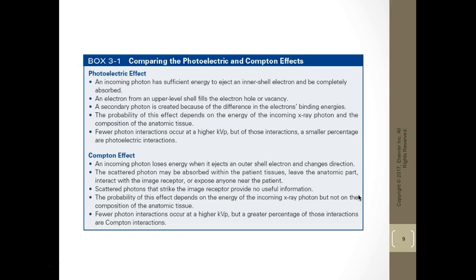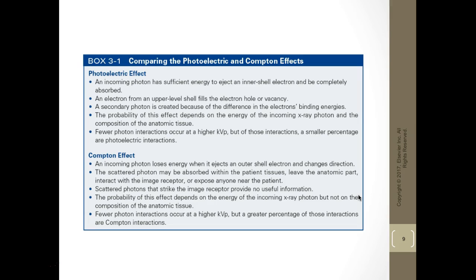So when we're comparing the two, with photoelectric effect, the incoming photon has sufficient energy to eject an inner shell electron and may be completely absorbed. An electron from an upper level shell fills the electron hole or vacancy. A secondary photon is created because of the difference in the electron binding energies. The probability of this effect depends on the energy of the incoming photon and the composition of the anatomical tissue. Fewer photon interactions occur at higher kVp, but of those interactions, a small percentage are photoelectric interactions.